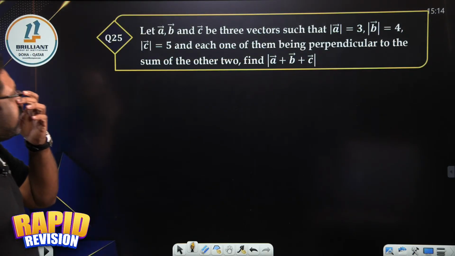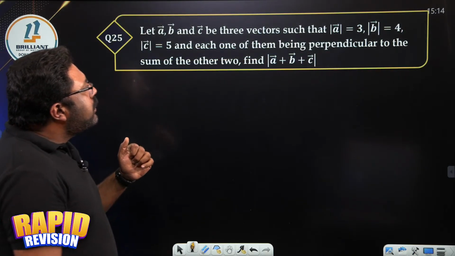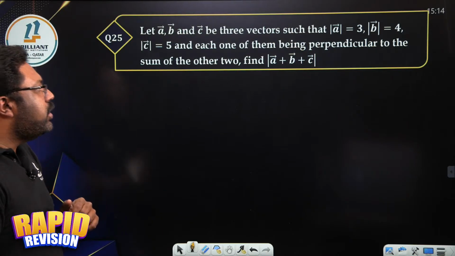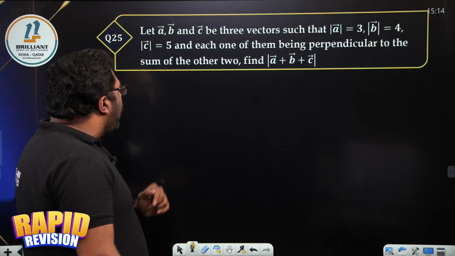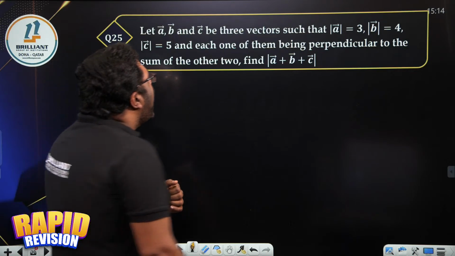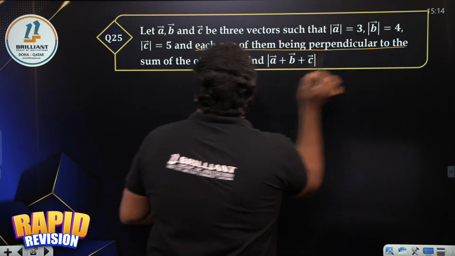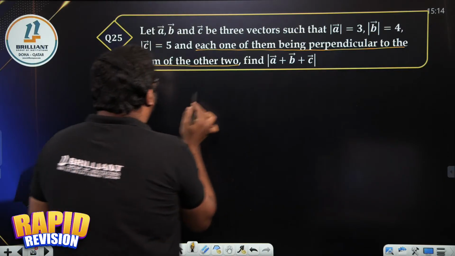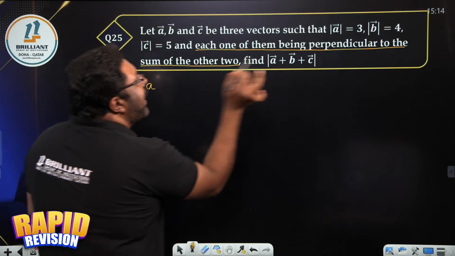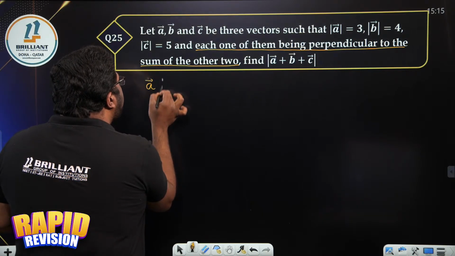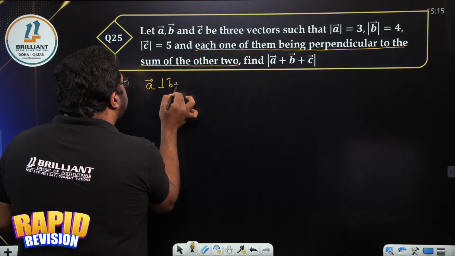A, B and C are 3 vectors where A has magnitude 3, B has magnitude 4, C has magnitude 5, and each one of them is perpendicular to the sum of the other two. A is perpendicular to B plus C.